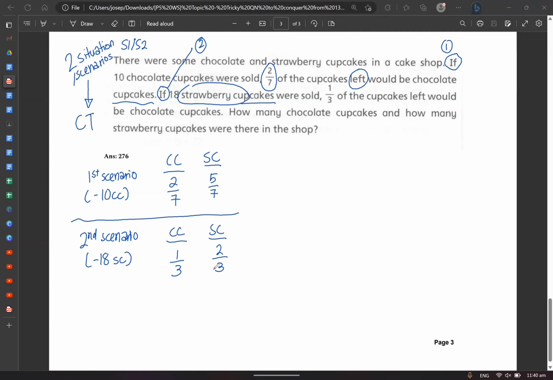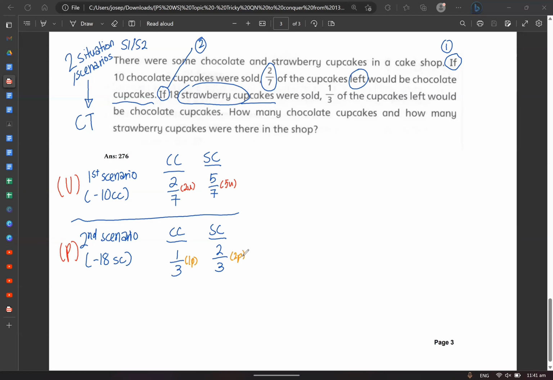Now, the first thing you want to note is this. When there are two scenarios, this has to be units, and this has to be parts. You all remember this? So this is simply 2 units, this is simply 5 units. And for the other one, it will be 1 part and 2 parts. You understand so far? Because they are different.